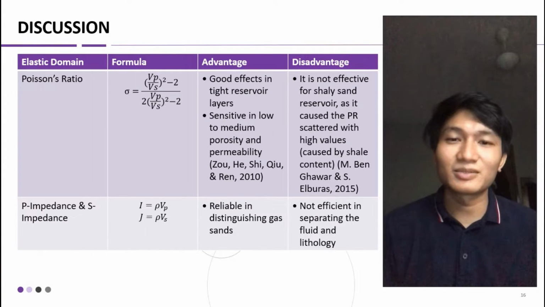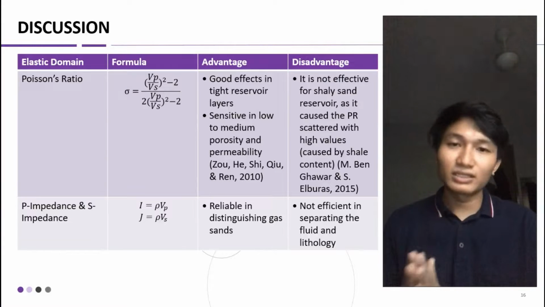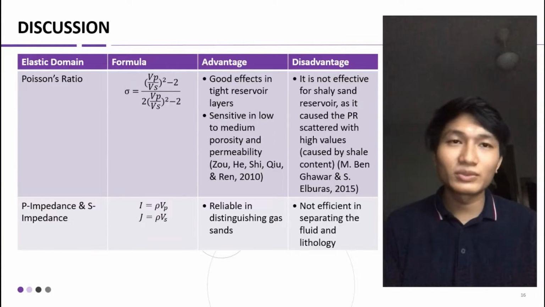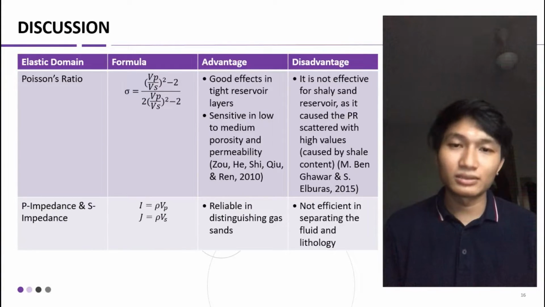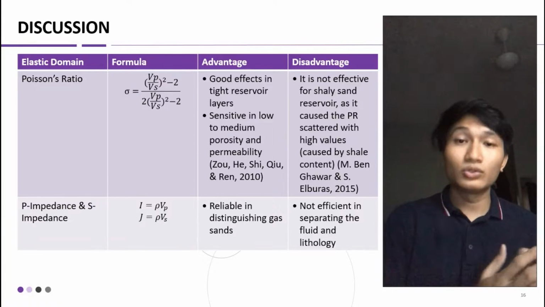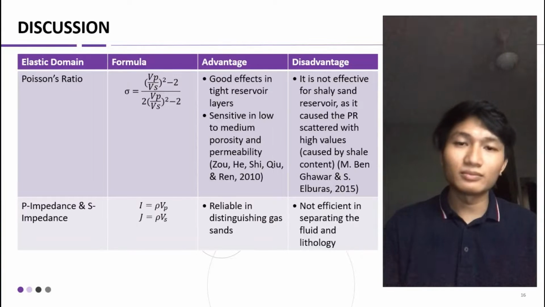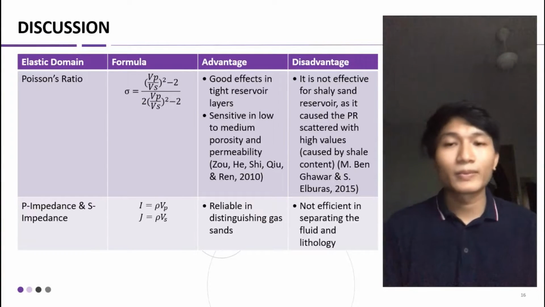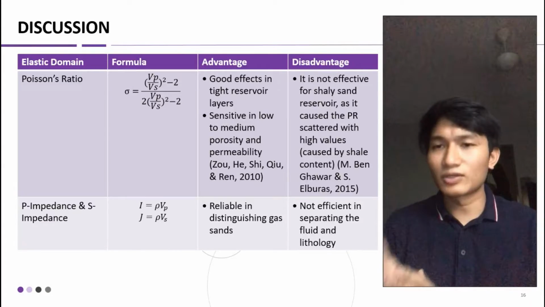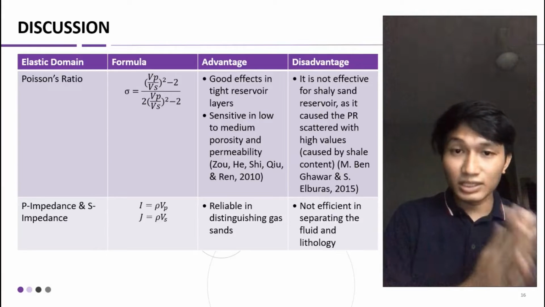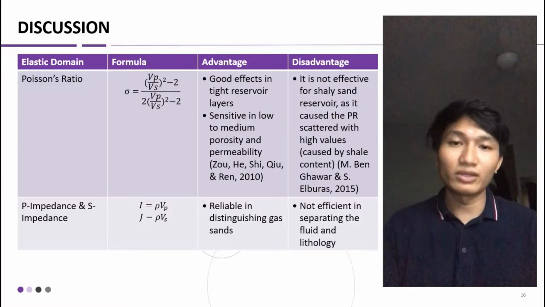So now we are here in the discussion part where we analyze each of these elastic domains based on its advantage and disadvantage. So the first one, Poisson's ratio. This method has a very good effect in tight reservoir layers due to its high sensitivity in low to medium type of porosity and permeability. However, it is not very effective in a shallow sand reservoir, as the shale content causes the reading of PR to be scattered with high values.